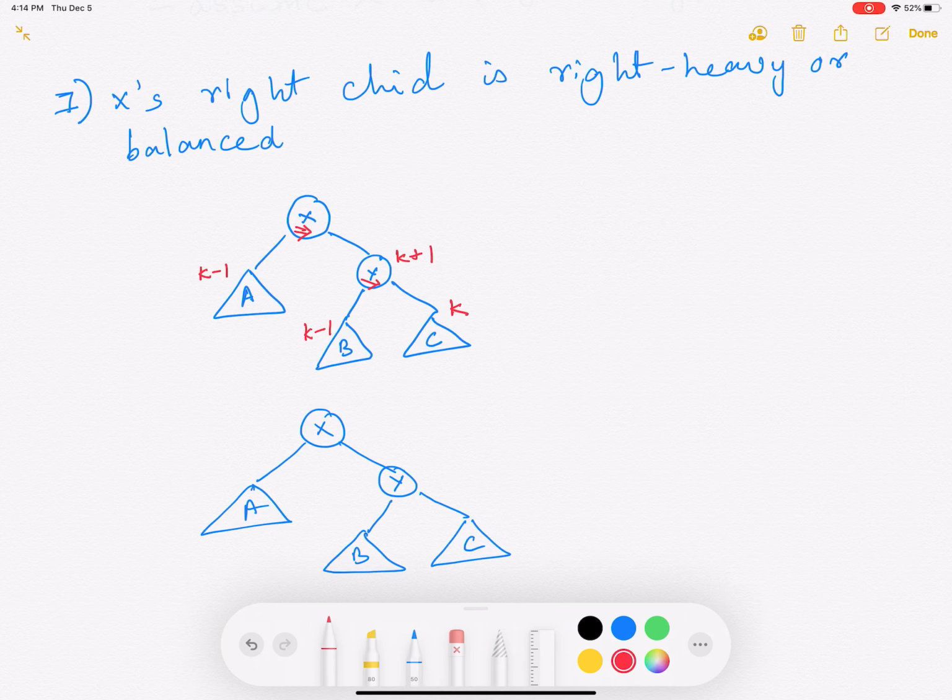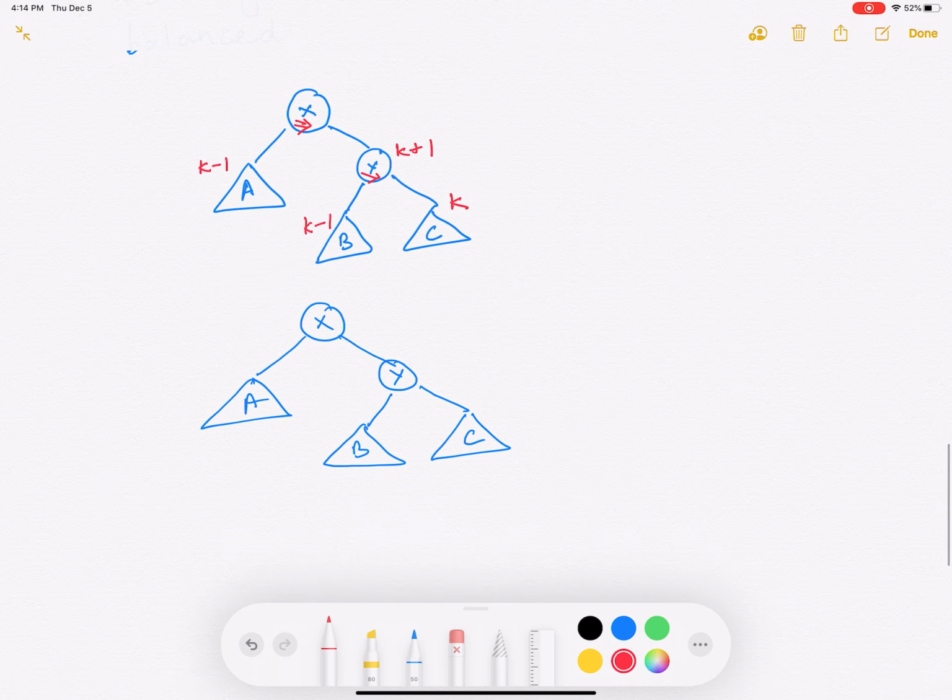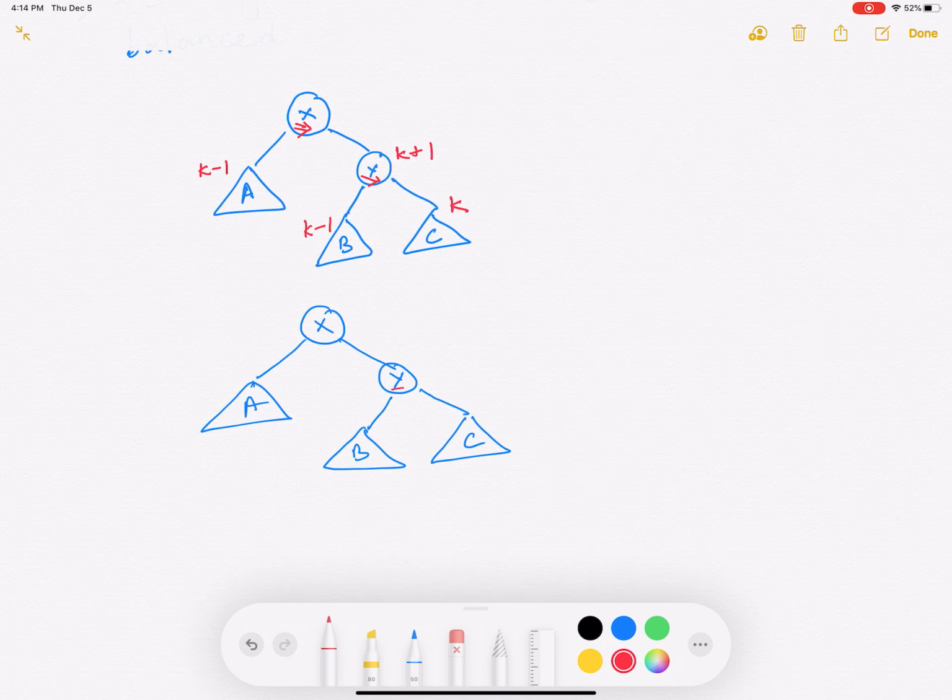If we look at the heights, Y is balanced, and X is doubly right heavy. Because Y is balanced, C and B should have the same height k, and since X is doubly right heavy, Y should have a height of k plus 1 and A should have a height of k minus 1. Now in this scenario, what are we going to do?